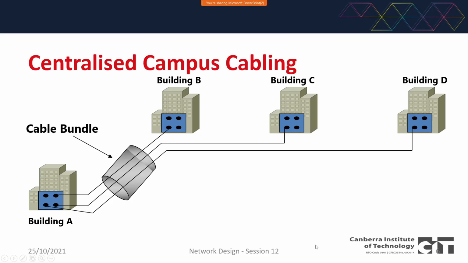From this design, we can identify some key advantages. One advantage: if one connection to one of the buildings fails, that is not going to affect the functionality of the other buildings, the other sites. For example, if this link from building A to building D fails, someone cuts the cable, that is not going to affect the functionality of building B and building C's connection to building A. All right, so this is one example of a centralized campus design.